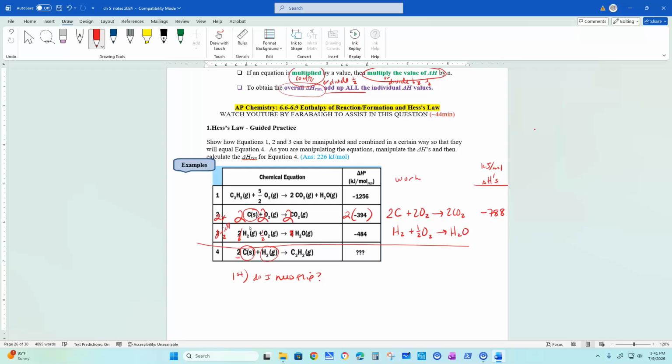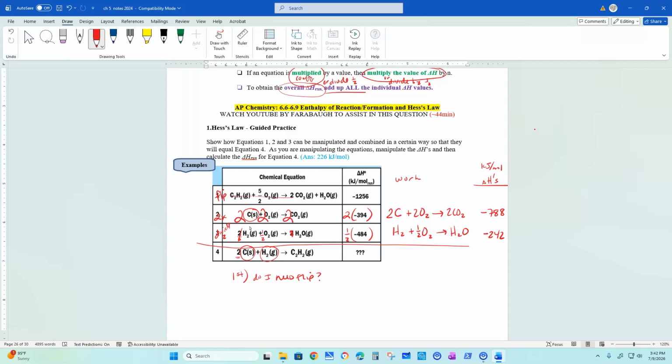Okay, so same thing right here, I'm going to divide by 2. So negative 484 divided by 2, and I'm going to get negative 242 for this one. Okay, so far I haven't had to flip anything. But now I look at this first equation. This first equation has C2H2 as a product, but I have it as a reactant here. So I know this guy's going to get flipped.